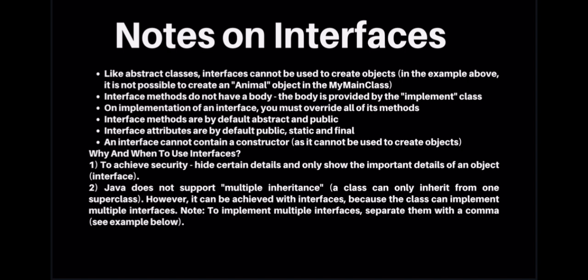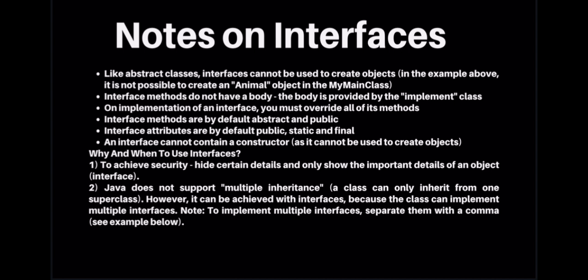And why and when to use interfaces? We can use them to achieve security, hide certain details, and only show the important details of an object. Java does not support multiple inheritance. A class can only inherit from one superclass. However, it can be achieved with interfaces because a class can implement multiple interfaces. Note: to implement multiple interfaces, separate them with a comma.